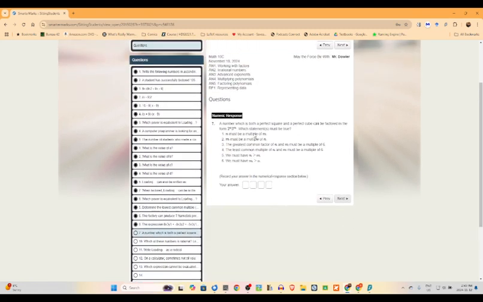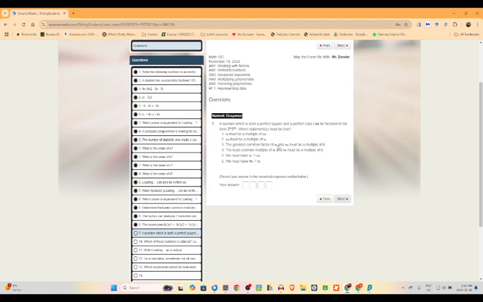Number 7. A number which is both a perfect square and a perfect cube can be factored in this form. Which statements must be true? So this is working with factors. Factors, square roots, cube roots. N must be a multiple of m, or m must be a multiple of n. There's no requirement for that. They do not need to be multiples of each other. In fact, one could be 7, the other could be 35, and it would be neither a square nor a cube, despite the fact that they are multiples.